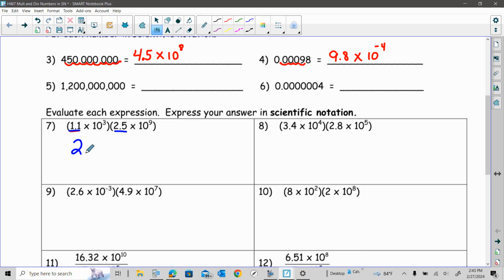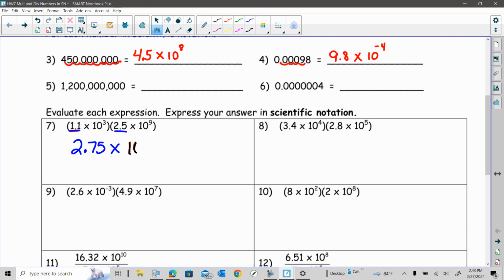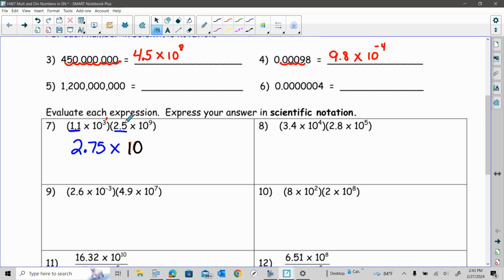So we write that coefficient times, and we're still going to do base 10. Oops, I meant to do that in black, sorry. And now we have to look at these exponents, the 3 and the 9, and we are adding those exponents. So our final answer is 2.75 times 10 to the 12.